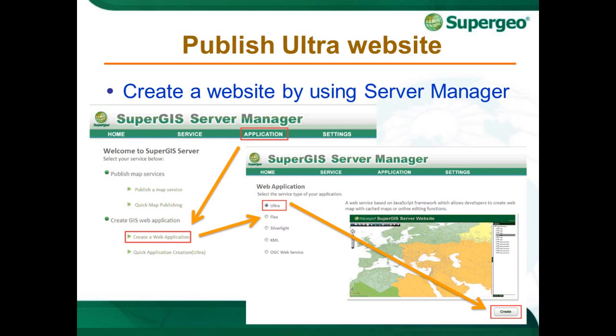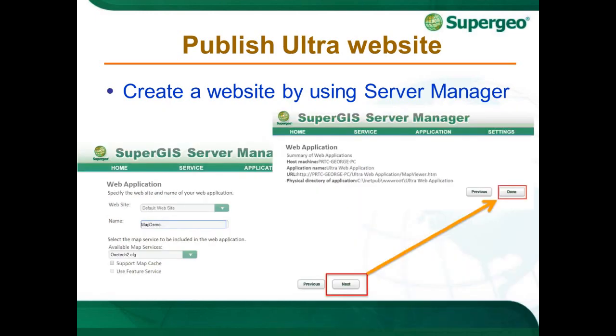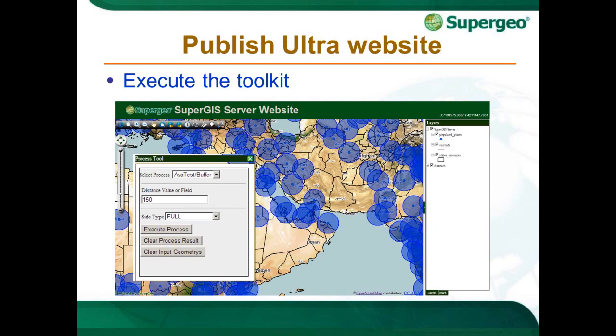After that, like we just mentioned in the SuperGIS server management part, you can simply publish a website through the application. We can publish an Ultra website and create it. And you have to make sure to enter the different name and map services. You also have to click on the use feature service and finish your website, and then you can execute the toolkit. As you can see on the screen, it will show up a little process to allow you to perform buffer analysis.